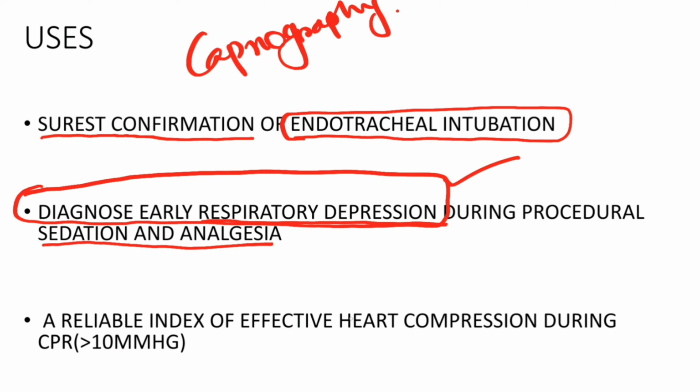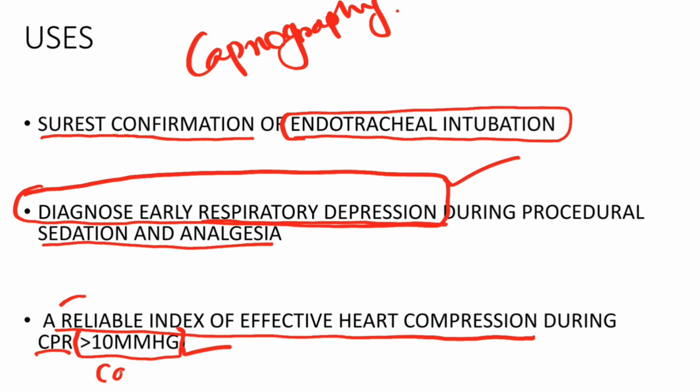Thirdly, in case of cardiac arrest, when you give CPR, we can use capnography as a reliable index of effective heart compressions. In this case, with effective heart compressions, the CO2 levels should be more than 10 millimeters of mercury. It signifies that the CPR is having effective heart compression.